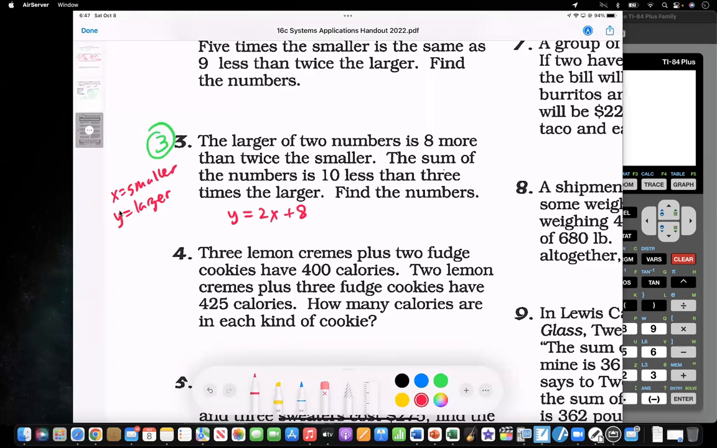So I could add on my two numbers, x plus y. Is, so once again, is equal to, okay, so the sum of the numbers is equal to 10 less than 3 times the larger. So the larger is y, so I need 3 times the larger, so 3y, but 10 less than that means you're taking away 10. Okay, so if we read carefully and convert this into algebra, this is what my equations should look like.